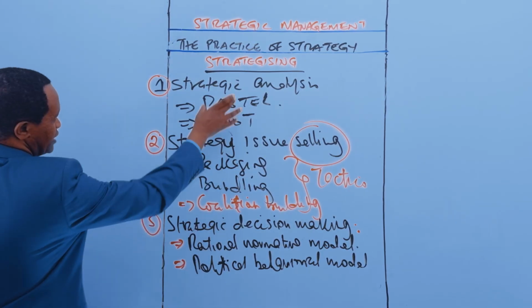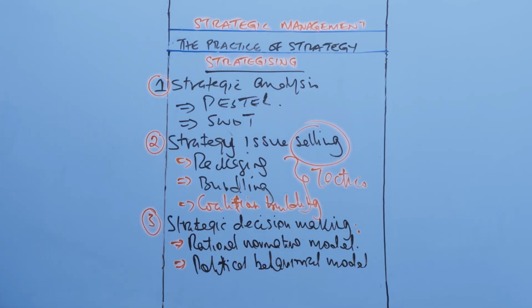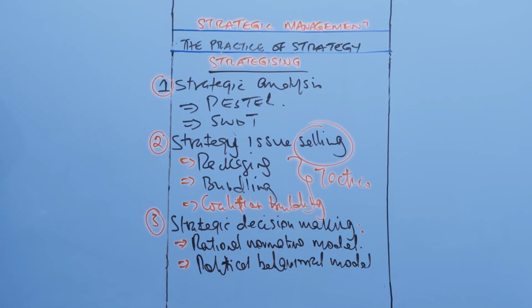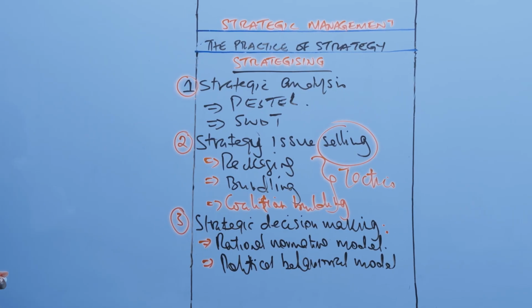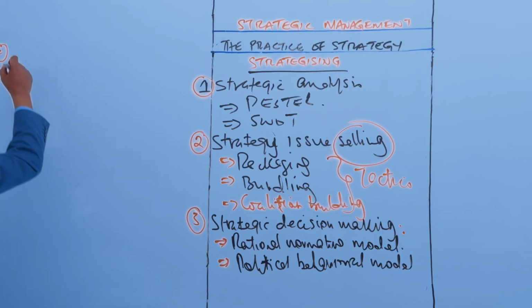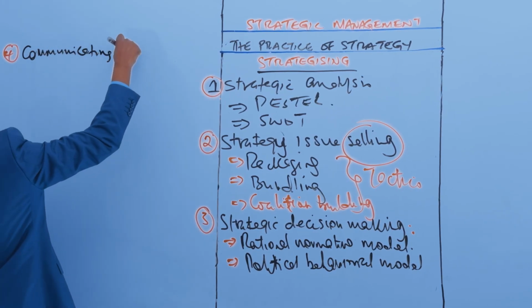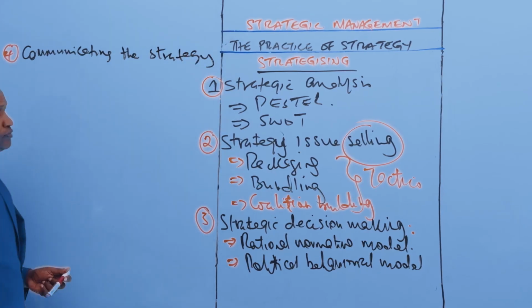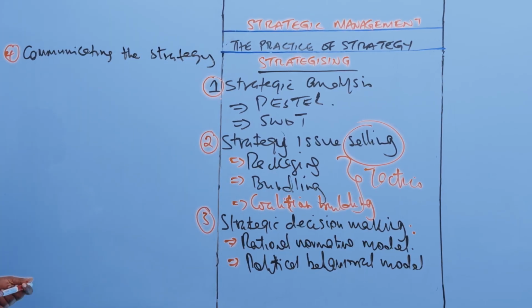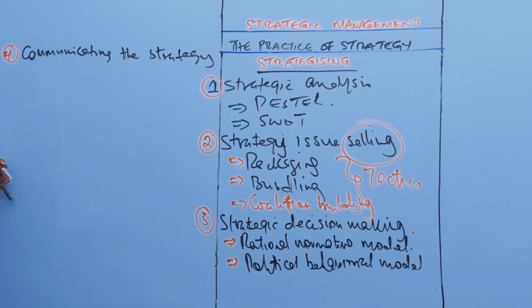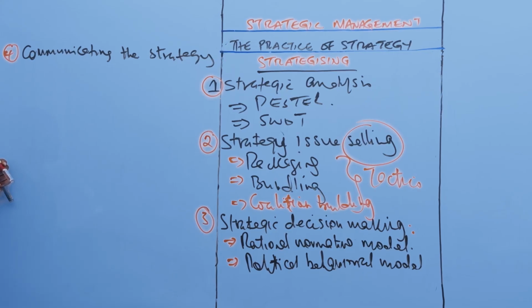Then in strategizing, candidates, there is the fourth aspect, number 4, which is communication. Communicating the strategy. Now, once a strategy is decided, it must be shared with the rest of the organization. Because if employees don't understand it, then they cannot execute it.